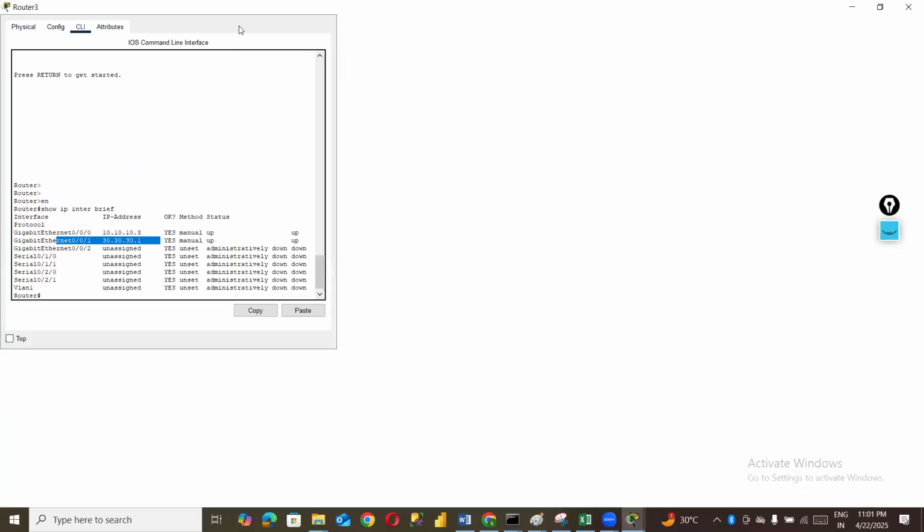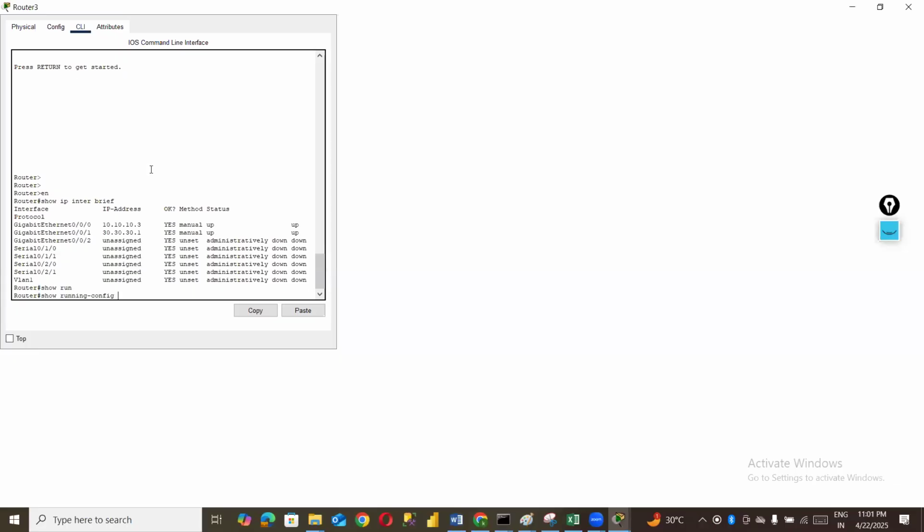This is router 3. Generally, there is one command. We'll see whether that is applied or not. Show running-config | include, so to filter the configuration, we can use this.